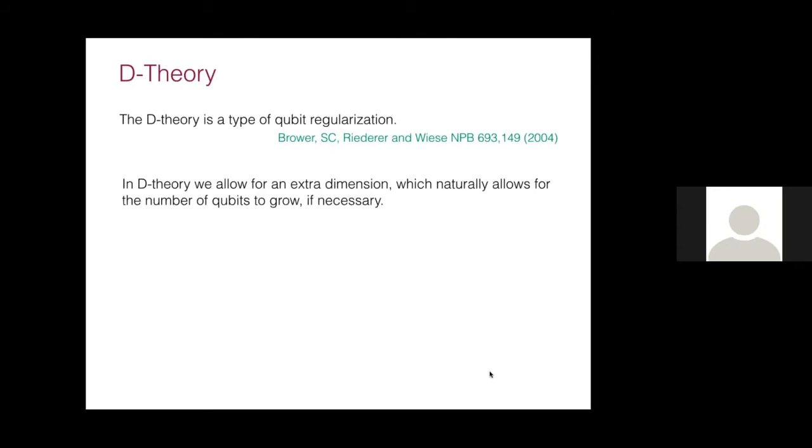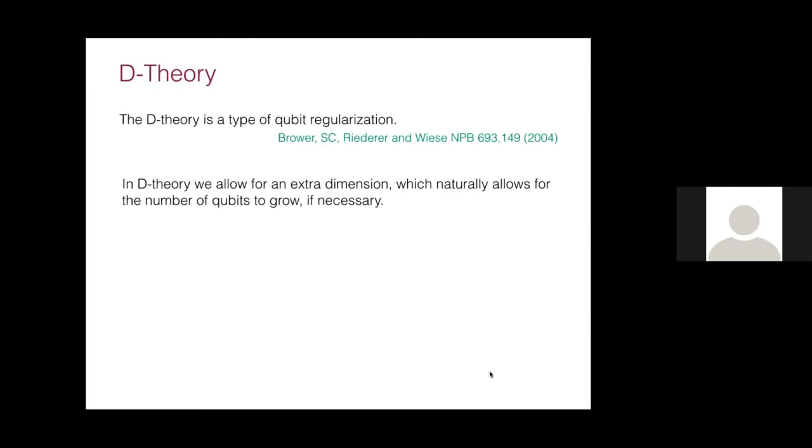All this was done long ago, actually, in what we call the D theory approach. Here is a reference from almost 15 years ago, where the idea was that you again formulate the theory with n qubits, but then in this case, allow the n to grow naturally if needed. It's not necessary; we may be able to achieve this without n needing to grow. But in the D theory approach, there was an additional dimension, and that dimension could be thought of as the number of qubits in a sense. And you could allow that to grow.